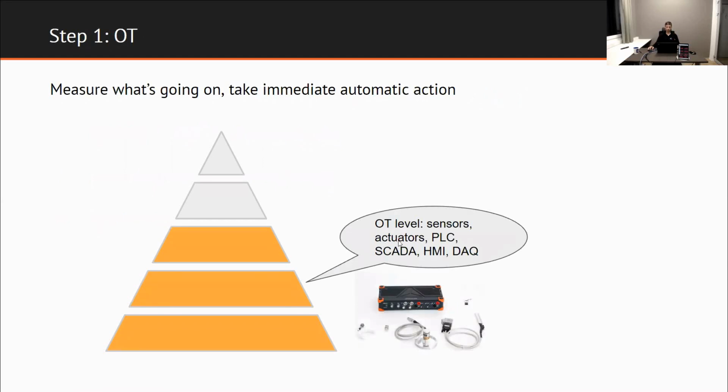So to begin with, in an automated factory, we use sensors to measure what's going on in the physical world. Then the acquired data is transmitted upwards to operation technology levels. This is PLC, SCADA, etc. And there is some real-time automatic processing done, and some automatic actions are being done on the actuator level.